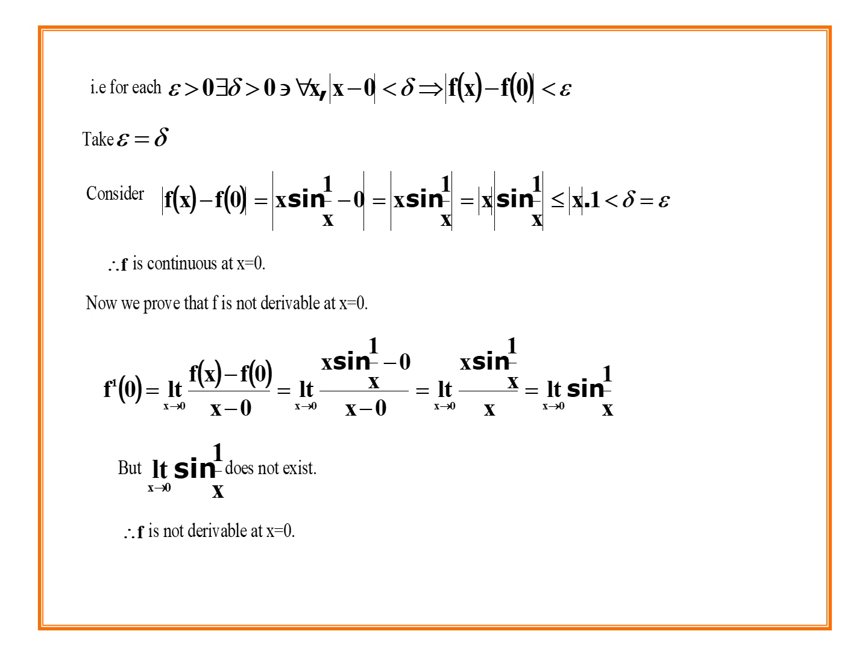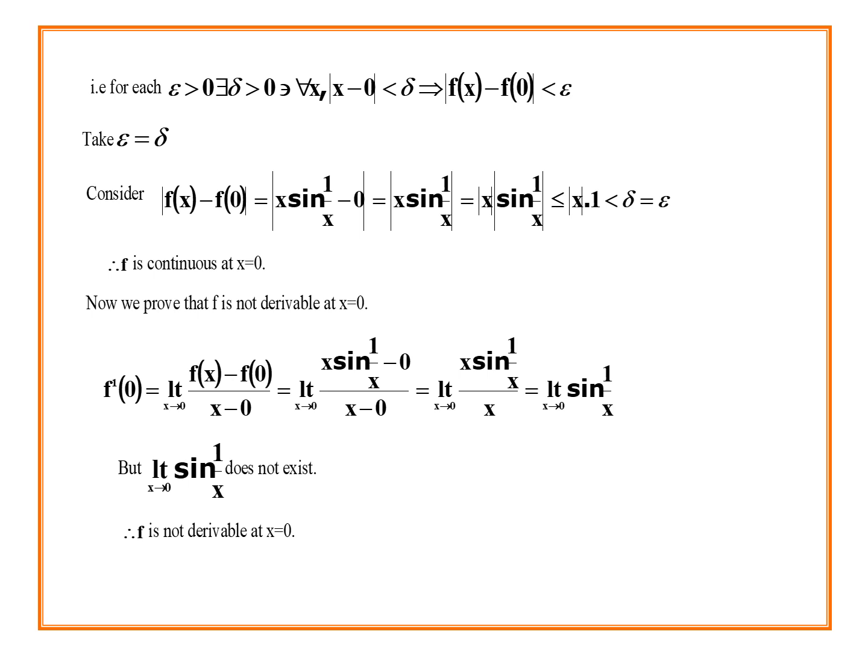Take epsilon is equal to delta. Consider modulus f of x minus f of 0, which is equal to x sin 1 by x minus f of 0, which is 0. That is equal to modulus x sin 1 by x. So, applying modulus to the two functions, mod x times mod sin 1 by x is less than or equal to mod x, since the value of sin 1 by x is at most 1, which is less than delta. That is equal to epsilon. Therefore, f is continuous at x is equal to 0.